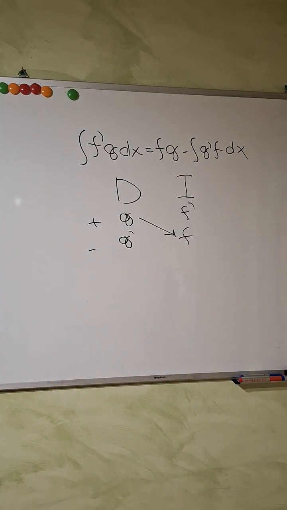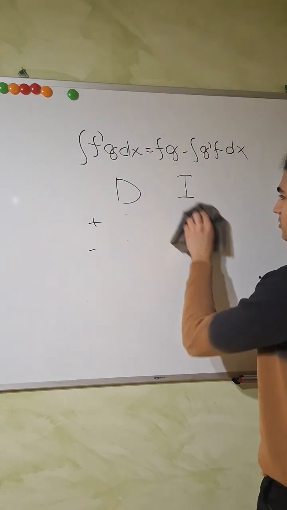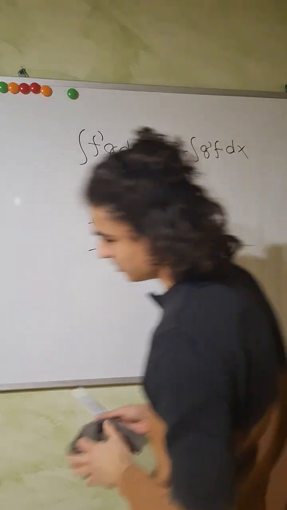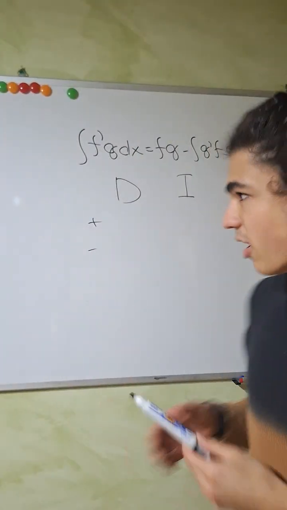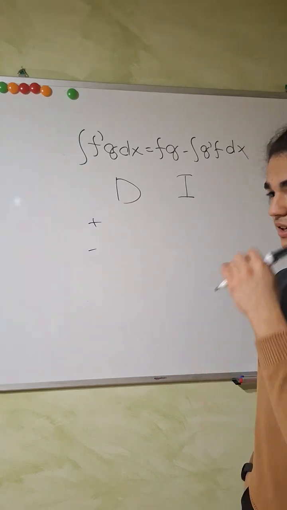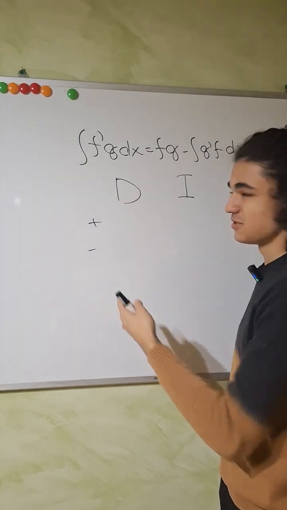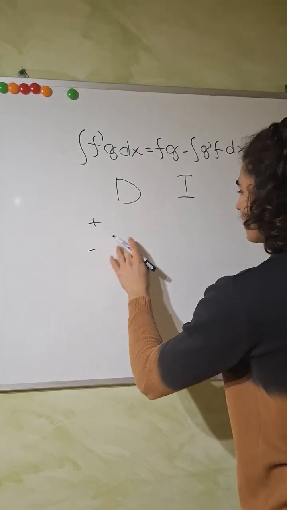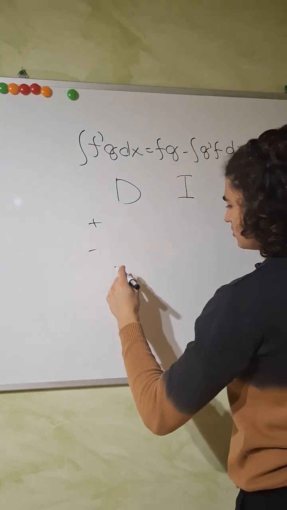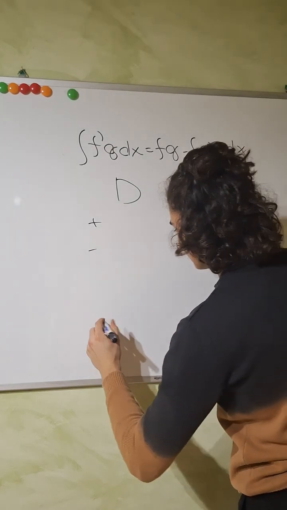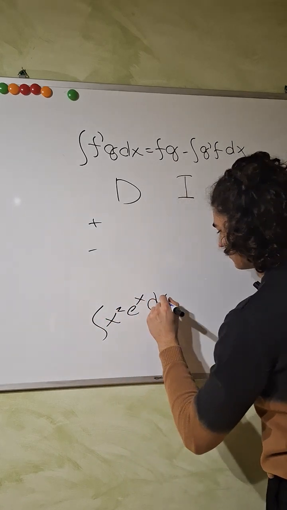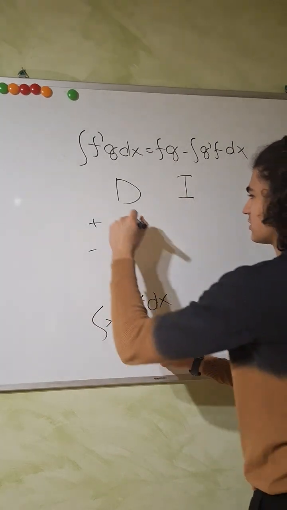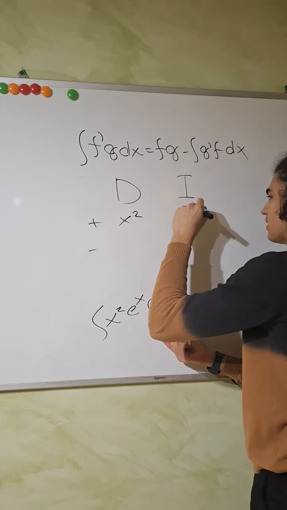Now I'm going to show you a simple example, and you can also do multiple integration by parts with this method, and here is where the power of the DI method really helps you solve integrals. So I'm going to write down this integral: the integral of x squared e to the x. This is very simple. We differentiate x squared and we integrate e to the x.